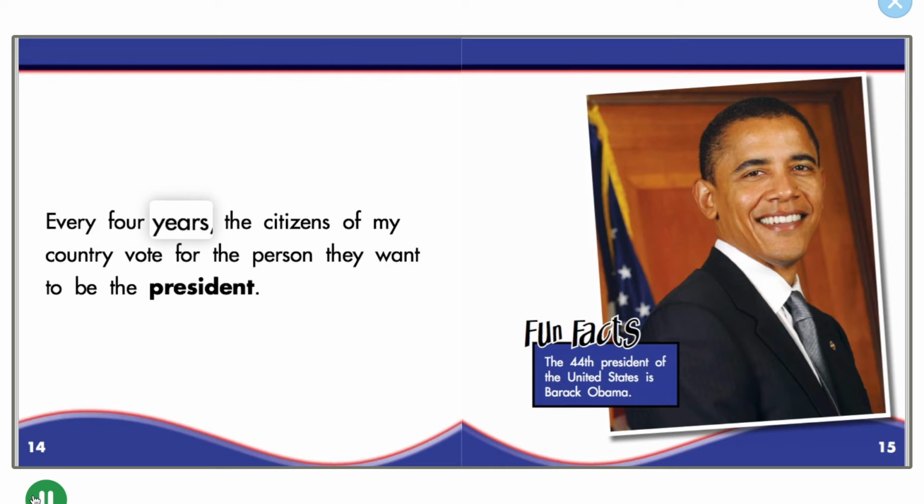Every 4 years, the citizens of my country vote for the person they want to be the president. Fun facts. The 44th President of the United States is Barack Obama.